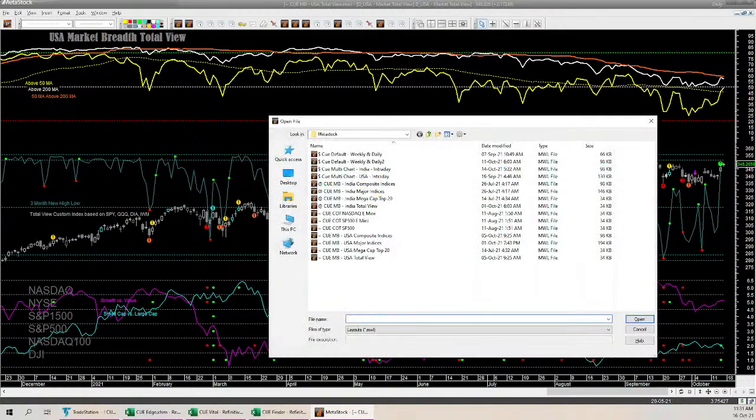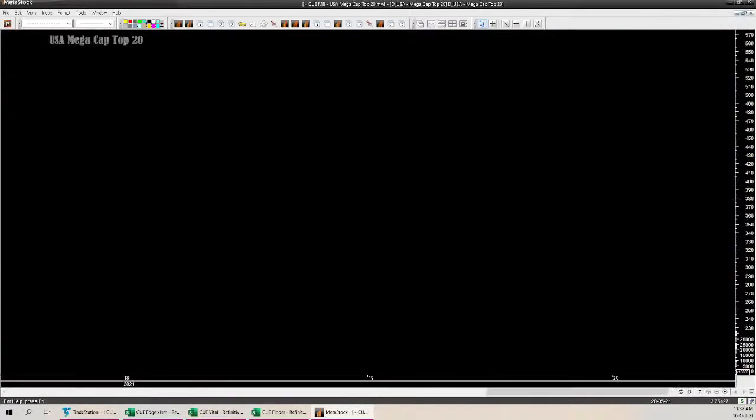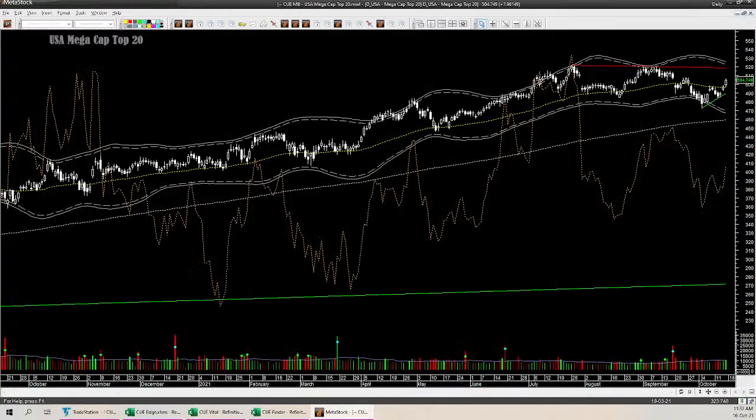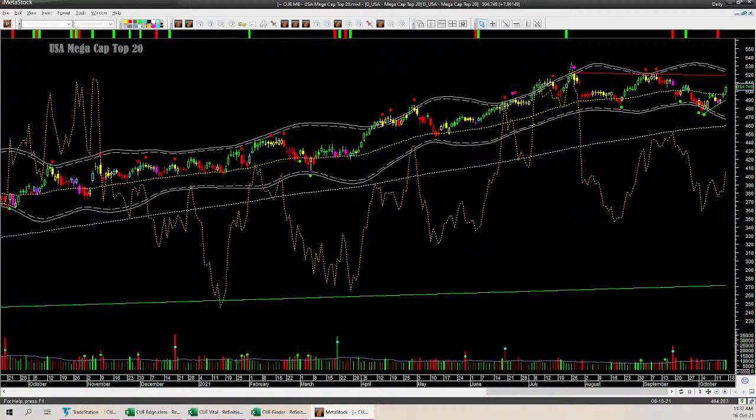Let's see if that is confirmed from mega cap top 20. Yes, mega cap top 20, the custom index in Q global market breadth. Earlier it was in a downtrend, and now it has created a higher high, higher low. It has gone up, and the relative performance line is showing that mega caps are doing better now.